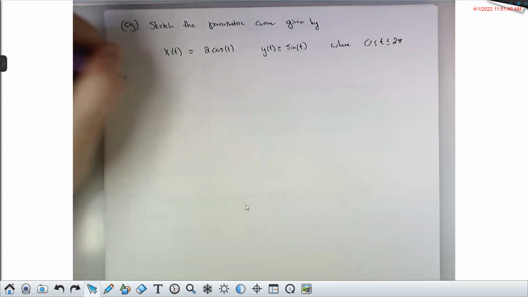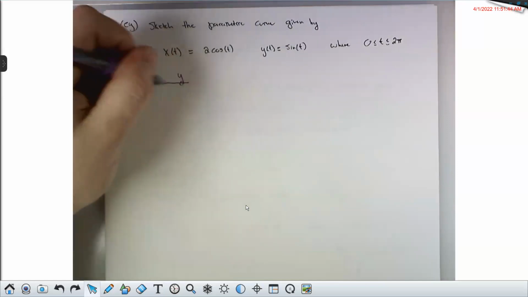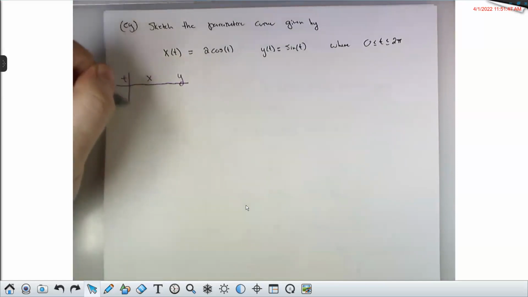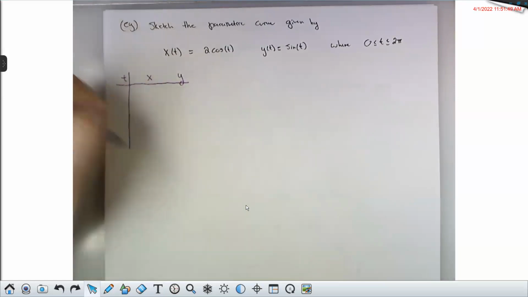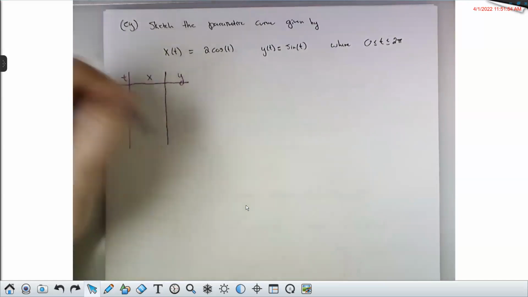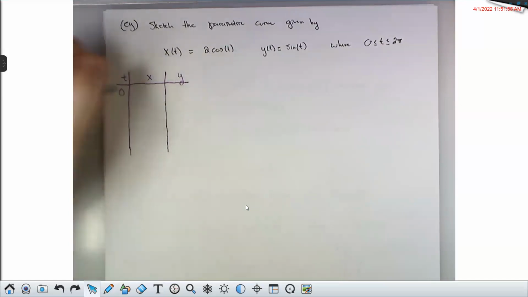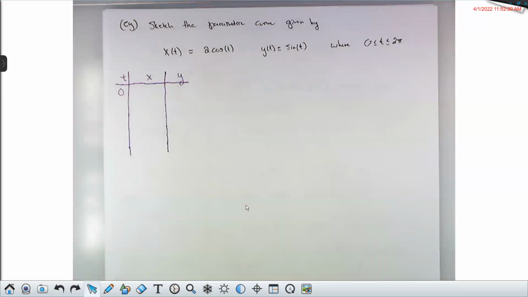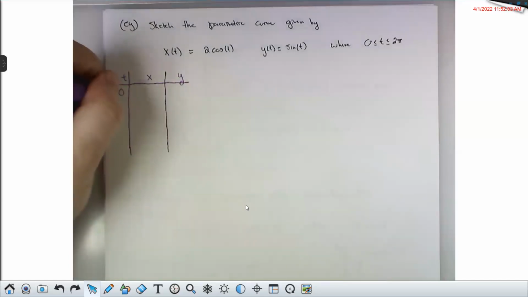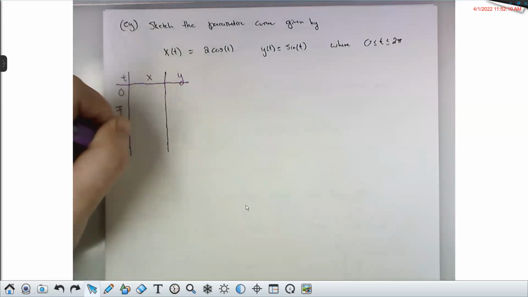Again, without any other tools, all we can really do is make a table. My t values here are going to be things that I plug into trig functions. So I should pick nice numbers for t, numbers that are kind of nice to plug into trig functions. And they have to come from this interval 0 to 2 pi. So I could plug in like 0, maybe pi over 2, pi, 3 pi over 2, and 2 pi.